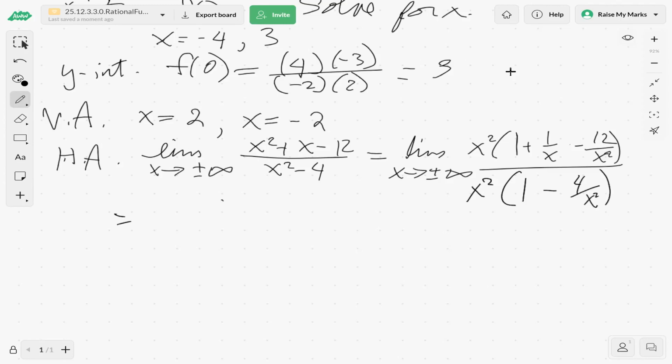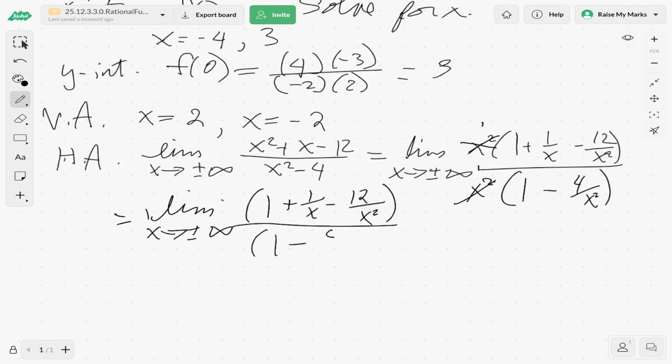So now, when we take the limit and let x go off to positive or negative infinity, the first thing we do is cancel out our x squared. Limit as x approaches positive or negative infinity. In the numerator, we have 1 plus 1 over x minus 12 over x squared. In the denominator, we have 1 minus 4 over x squared. As x gets very large, all these terms I'm crossing out tend to 0, and we're left with 1. So therefore, our horizontal asymptote is y equals 1.